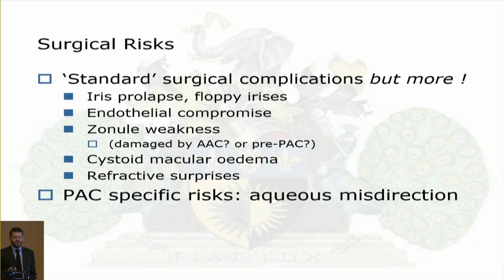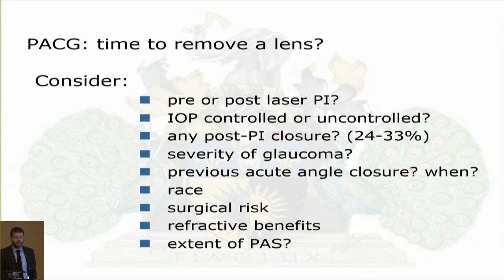You have all the standard risks of surgical complications, but more. They often have floppy irises, perhaps because of episodes of acute angle closure in the past. There's well known to be a lower rate of corneal endothelial cell counts in angle closure eyes. We know that they have a greater rate of zonular weakness. Whether that's causing the angle closure or due to the angle closure, no one knows. But given the strong interactions between pseudoexfoliation, that's a significant concern. And then, of course, cystoid macular edema and refractive surprises are higher in these short eyes. So we have to be careful. And then there's very much the feared risk of aqueous misdirection.